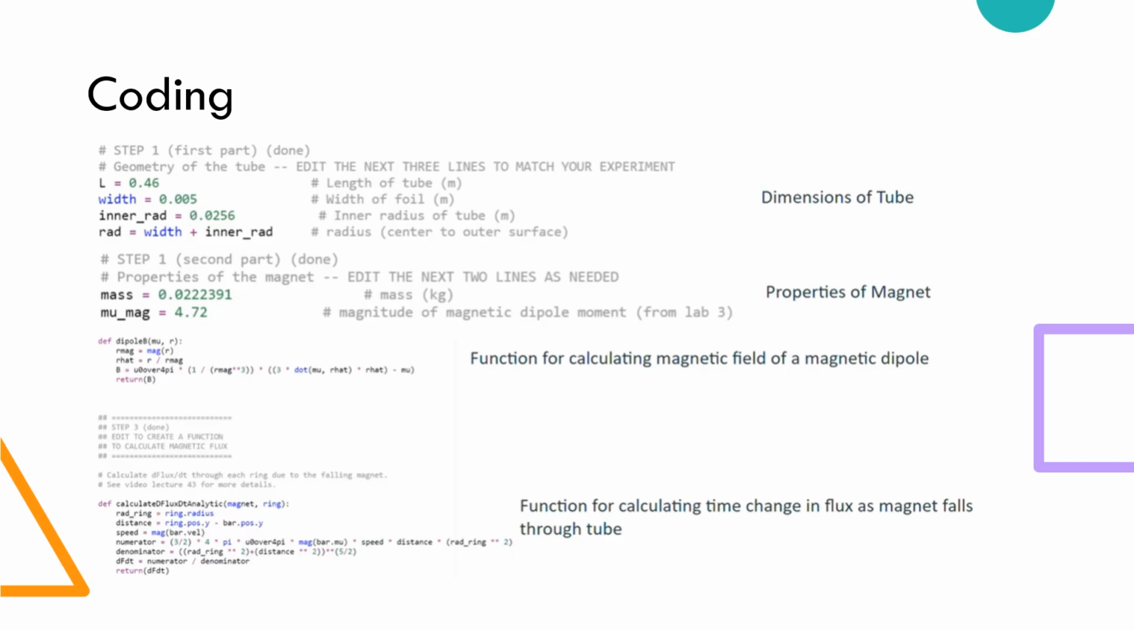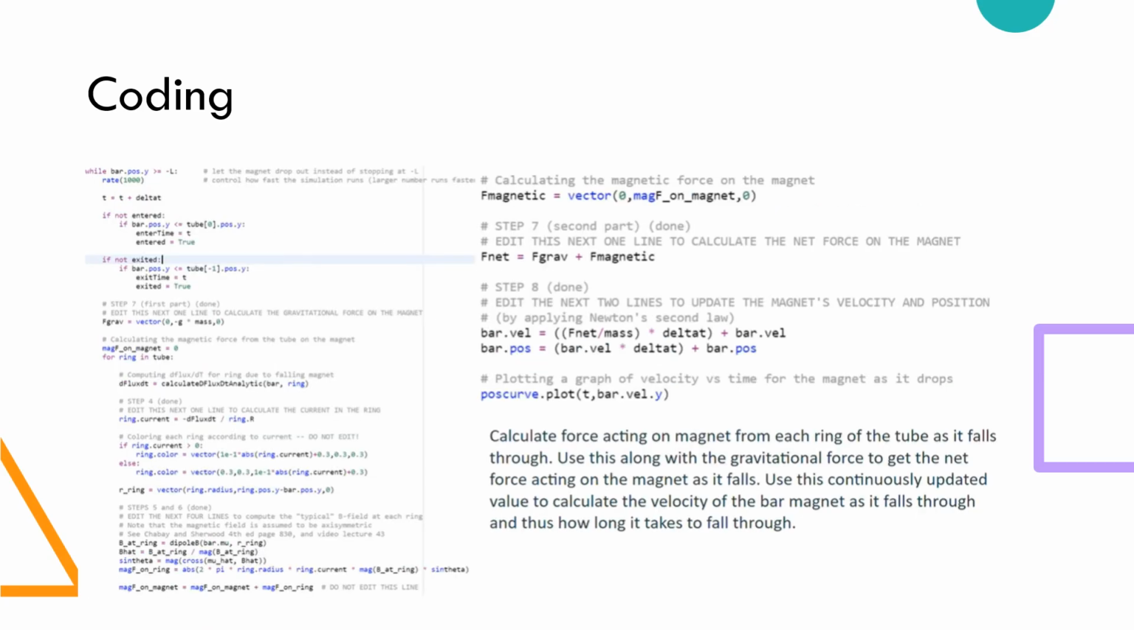We have the dimensions of the tube, properties of the magnet, the function to calculate the magnetic field of the magnetic dipole, and the function for calculating the time change in flux as the magnet falls through the tube. Then we also have some more code here, and we have calculated the force on the magnet from each ring of the tube as it falls through, and we use this along with the gravitational force to get the net force acting on the magnet as it falls. And so we continuously updated this to determine how long it takes for the magnet to fall through completely.